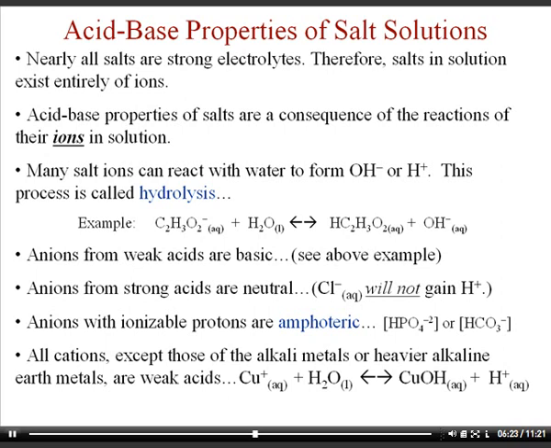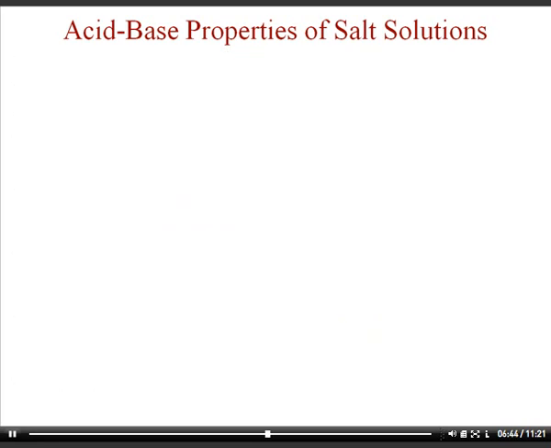Now, all cations, except the ones in group 1, that's lithium on down, and then calcium on down, are classified as a weak acid, because they can react with water to form a weak base, which is again in equilibrium, and you accidentally get some hydrogen ions floating around in the solution. So cations, except the ones in group 1 and 2 that I've mentioned before, are classified as weak acid ions because of this hydrolysis reaction.